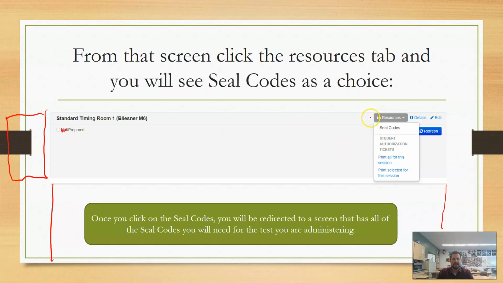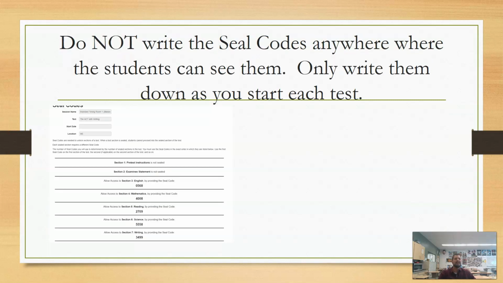And what you'll do is you'll click on resources. When you click on that, you'll notice it says seal codes. So you click on seal codes as your choice, and this screen pops up, okay? Now, it's important, and ACT really stresses that you cannot make it so that the kids see where the seal codes are. So basically, what you'll do is you'll find these seal codes. There should be 4 of them. We won't have the writing one this time. You'll see 4 different numbers, okay? You'll have the seal code for English, then math, then reading, then science.